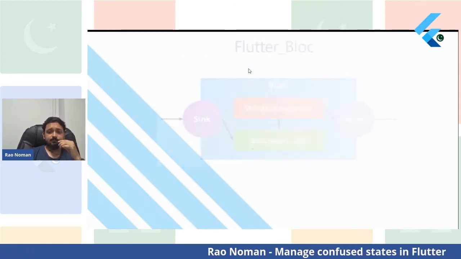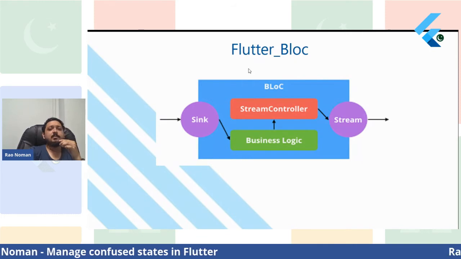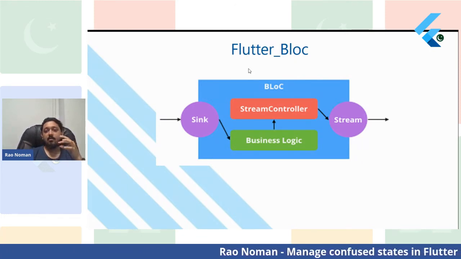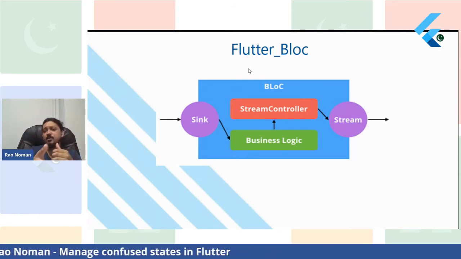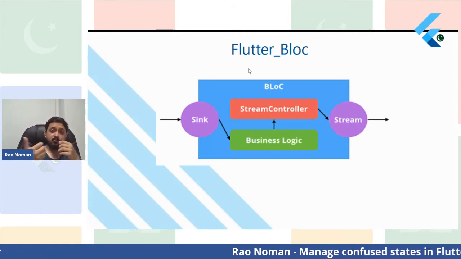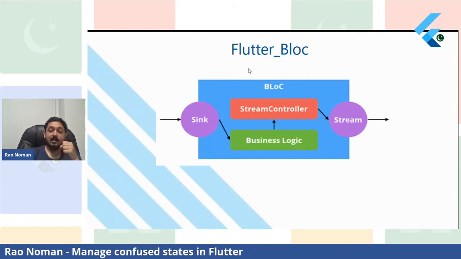So this diagram basically shows what I briefly described, that there's a sink into which the data should flow, and there's a business logic if you need to implement anything. The stream controller will immediately reflect to the stream, and streams are continuously listening. So for bloc, you need good knowledge of streams and RxDart.